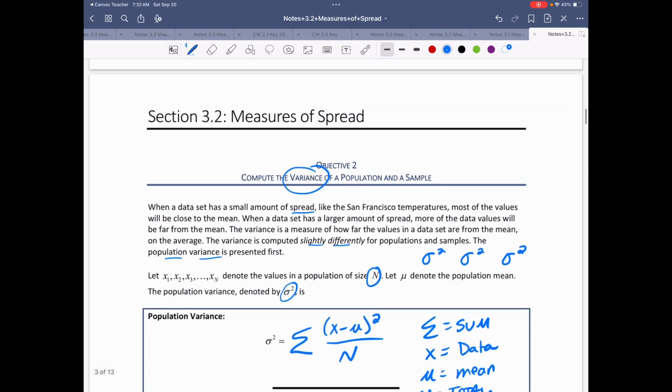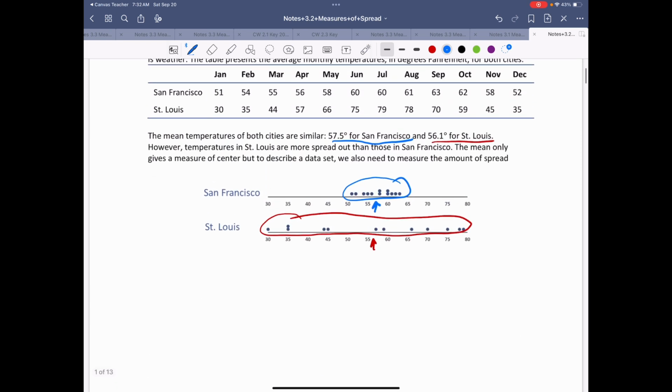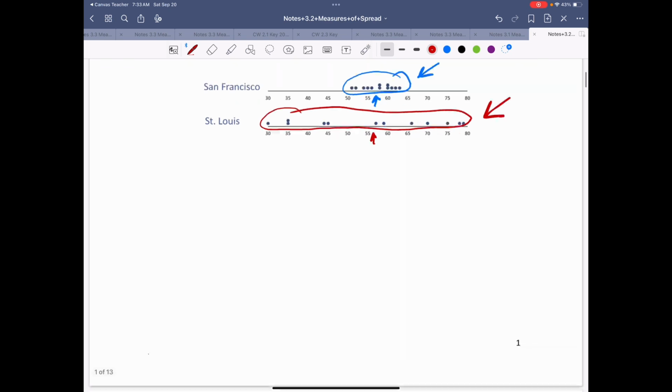And I want you to go back and look at the graphs for a minute. I definitely cannot tell what the variance is by looking at the data. But here's what I know. If you look at San Francisco, it's going to have a much smaller variance than St. Louis because the data in San Francisco is much closer to the mean than St. Louis. So that's what I know. San Francisco is going to have a smaller variance than St. Louis.